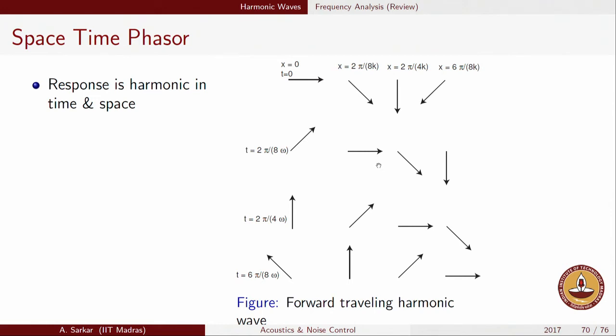Whatever happens at x equals 2 pi by 8 k, t equals 0, the same is the orientation of this phasor at x equals 2 pi by 4 k, time equals 2 pi by 8 omega. So, the orientation is identical. Same thing happens here, this x and this t will have the same orientation. So, that means the point is going to travel each of these distances at these time instants.